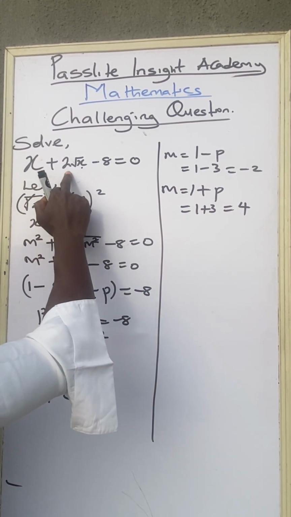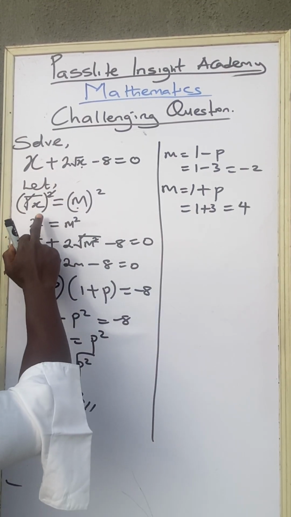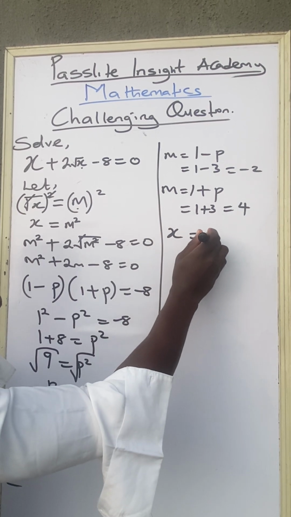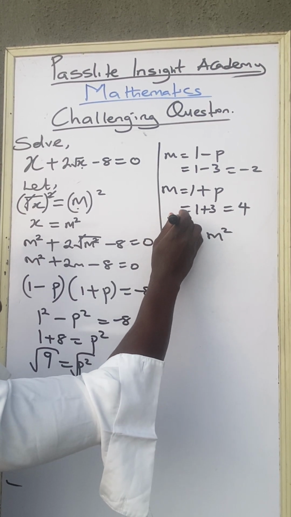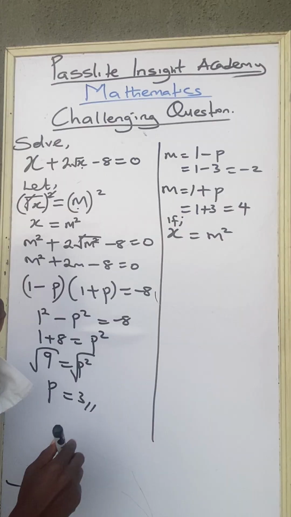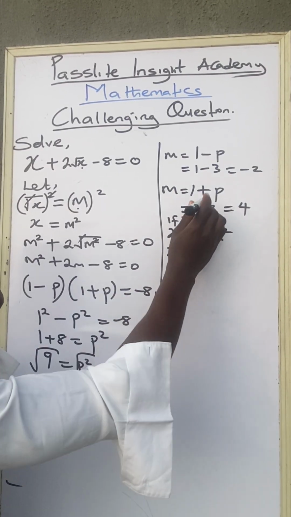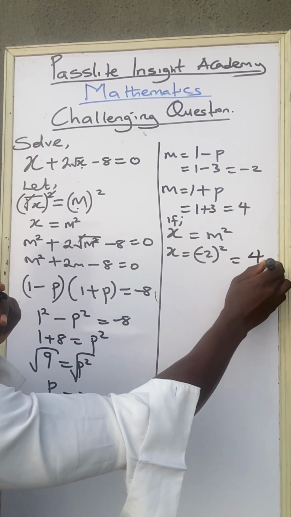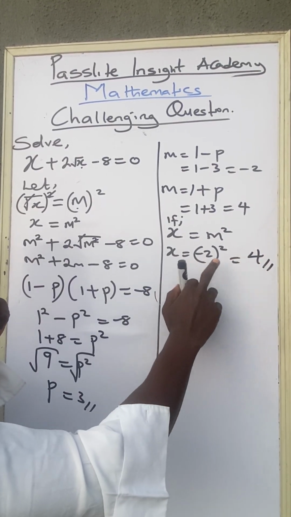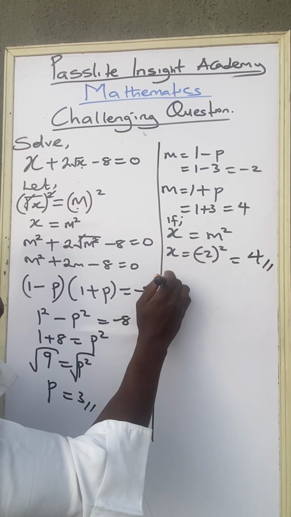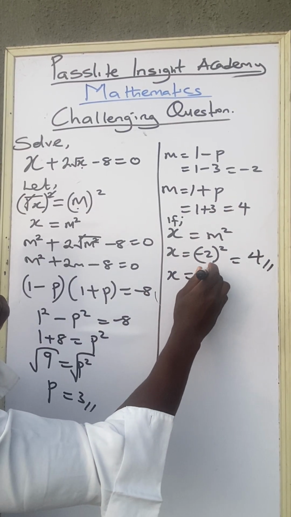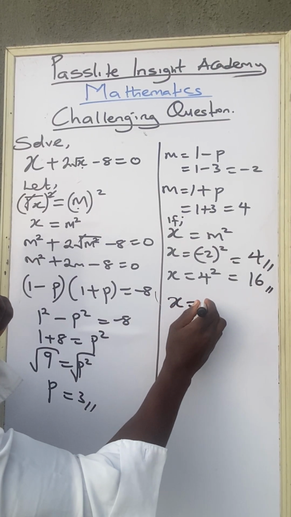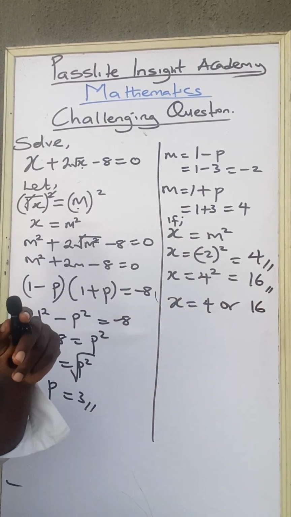But from the given question, you have to look for the value of s. So go back to where s = m². If s = m², then s is the first, m = −2, squared. Minus 2 squared is plus 4, minus times minus is plus, 2 times 2 is 4. Then the second s will be 4 squared, and 4 squared is 16. So our value of s is 4 or 16. So that is your final answer.